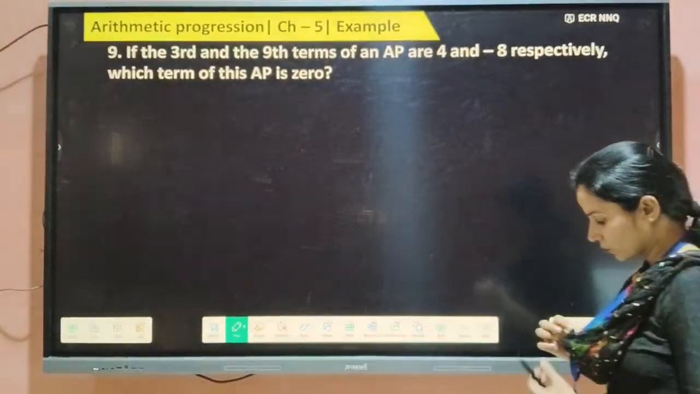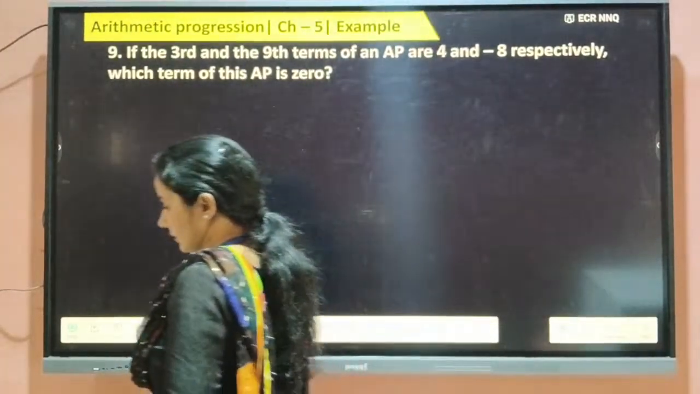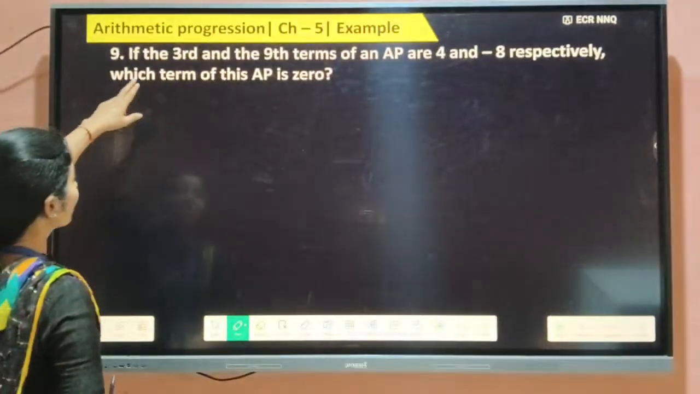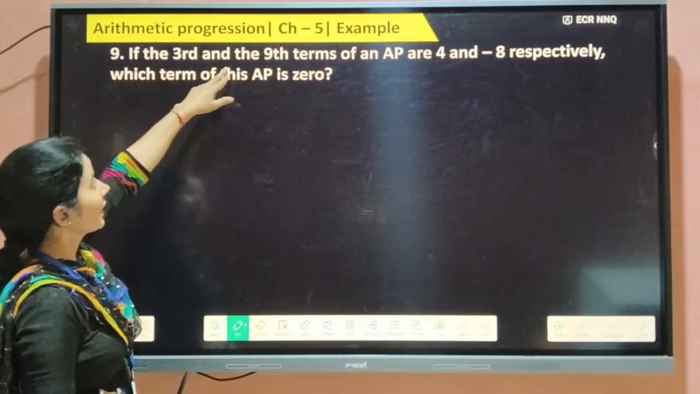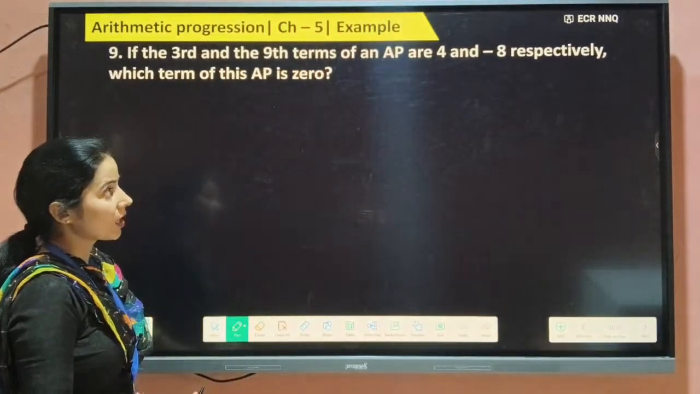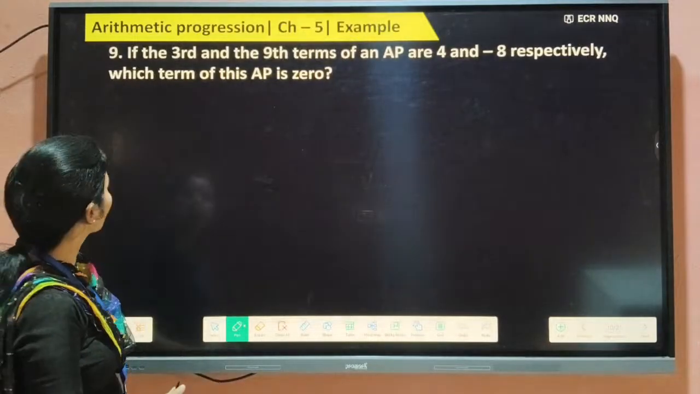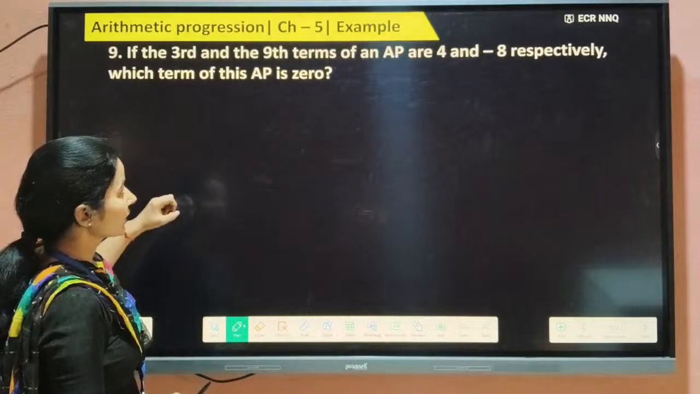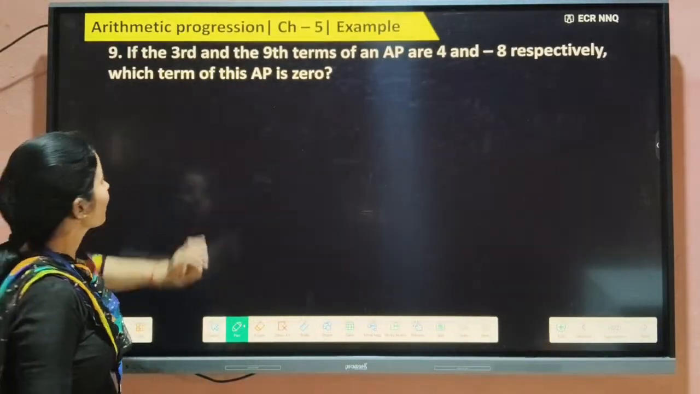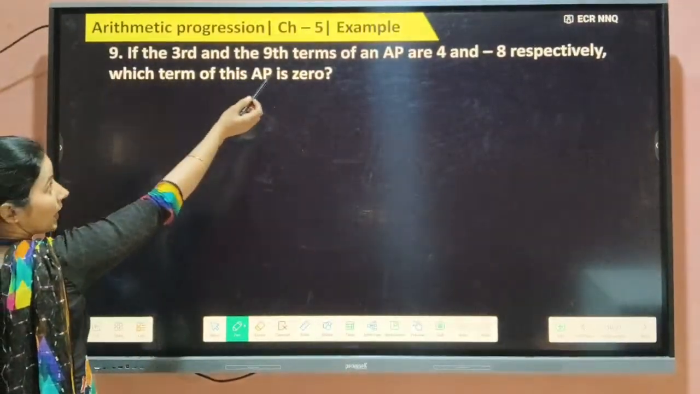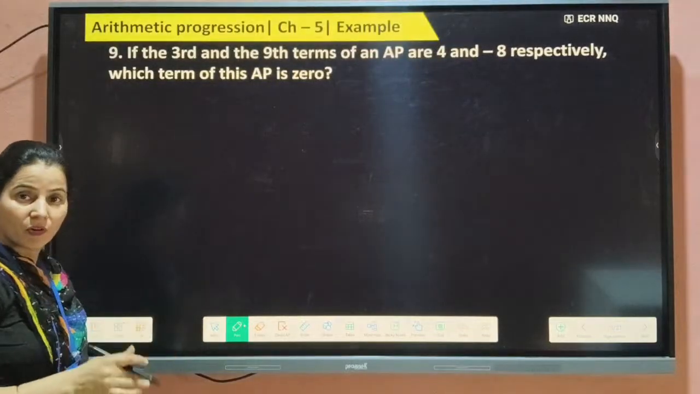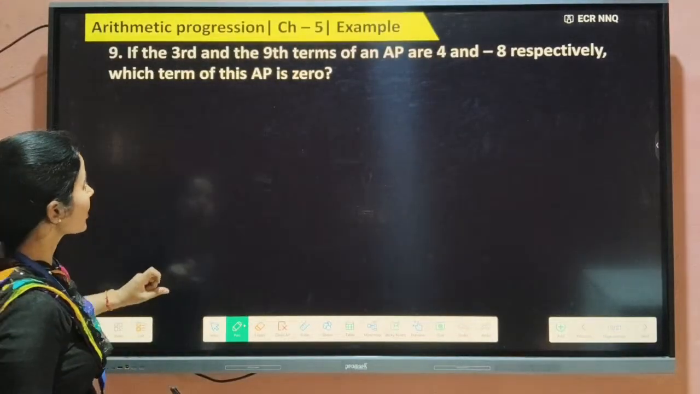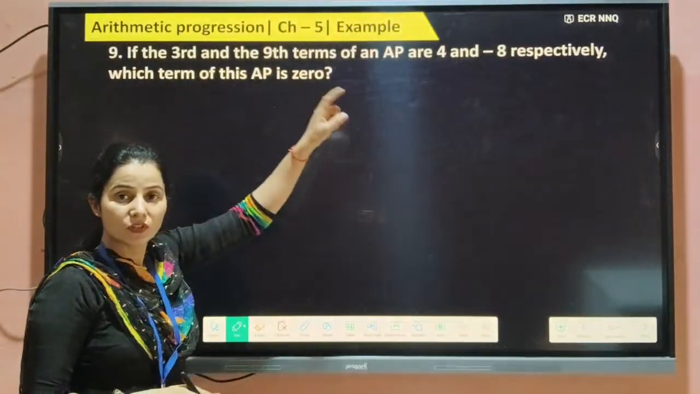Let us see question number 9. If third and ninth term of an AP are 4 and minus 8 respectively, which term of this AP is 0? This is quite similar to question number 6. Let us see. Third term and ninth term of this AP are 4 and minus 8. We need to check which term of this AP will be 0.